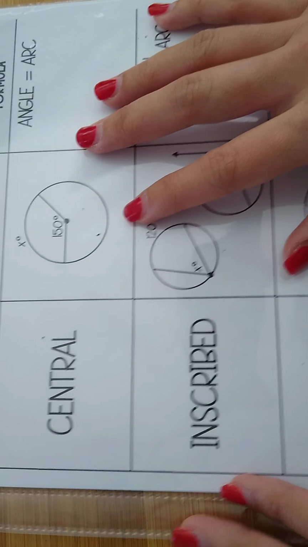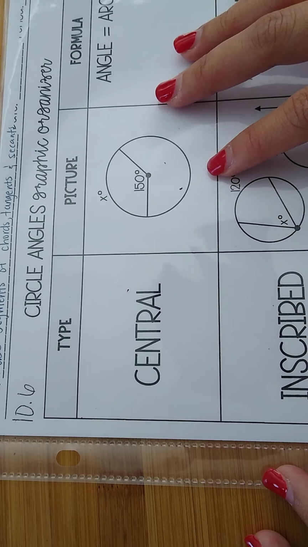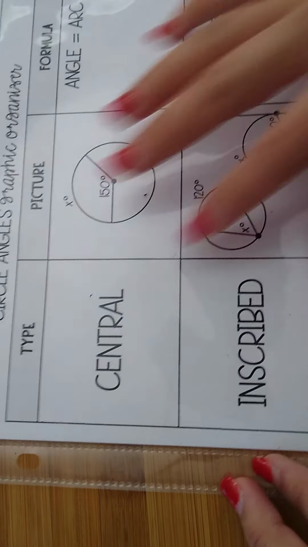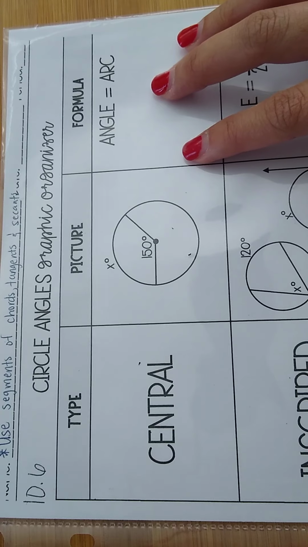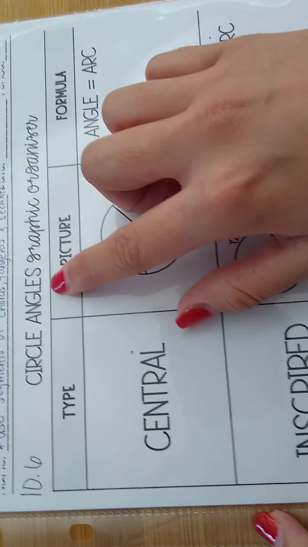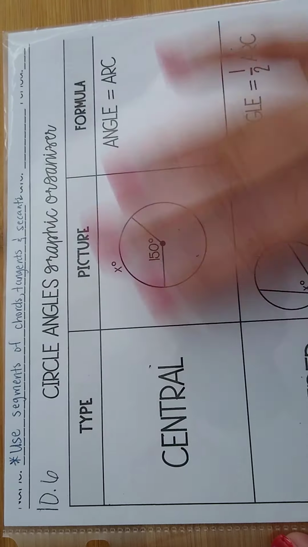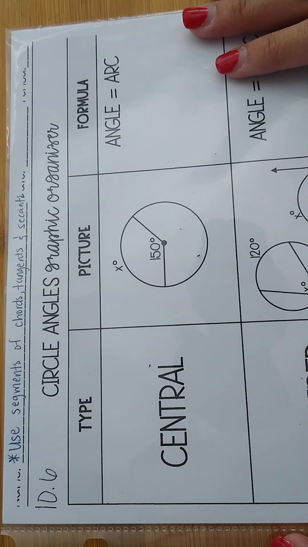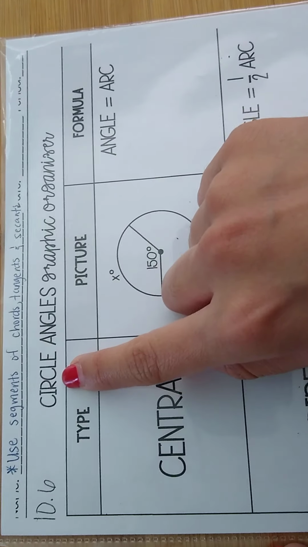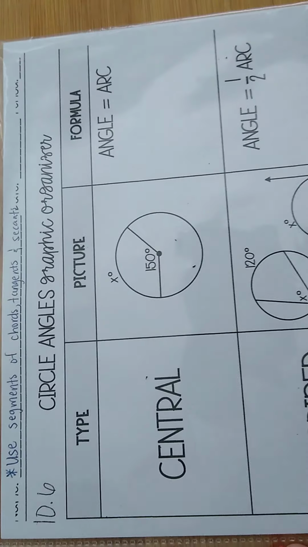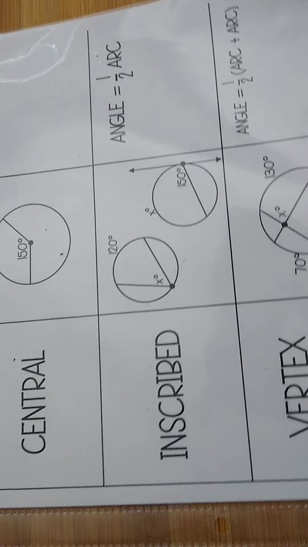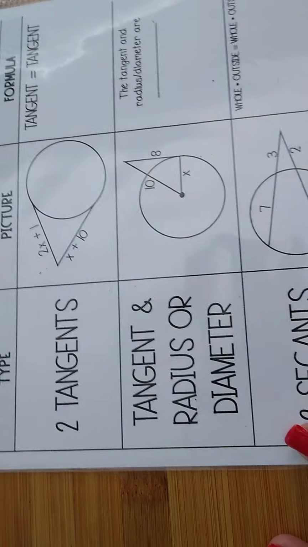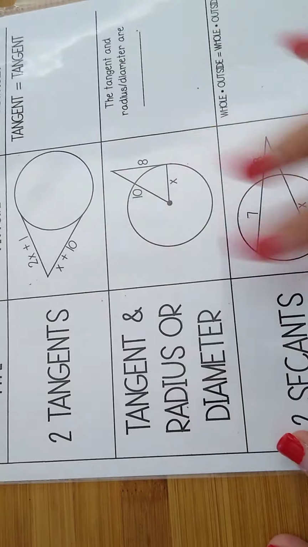Before we go ahead and start with the 10.6 lesson though, I did want to go over what we did last time. And so there's this really nicely put together organizer that I was able to find online for you guys, and it's a circle angles graphic organizer. So all of this is stuff that we've learned from the beginning of the chapter, and then once we turn it over, that's where we're going to find the stuff that pertains to 10.6.